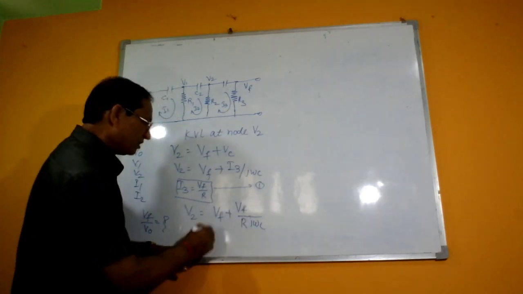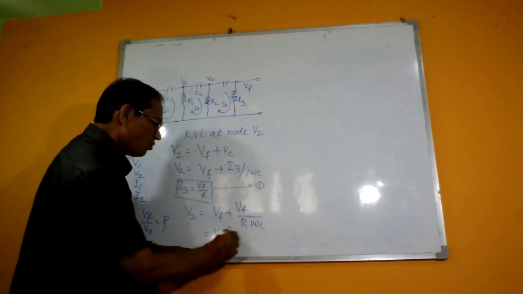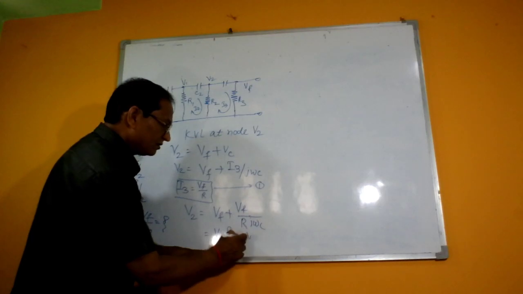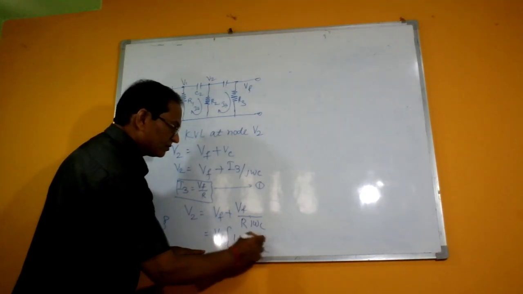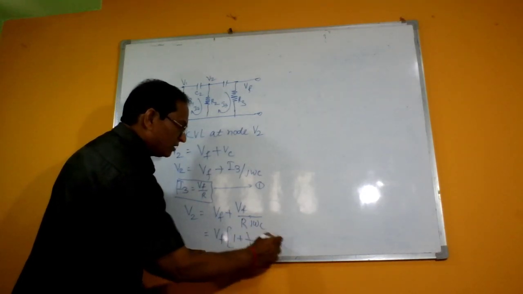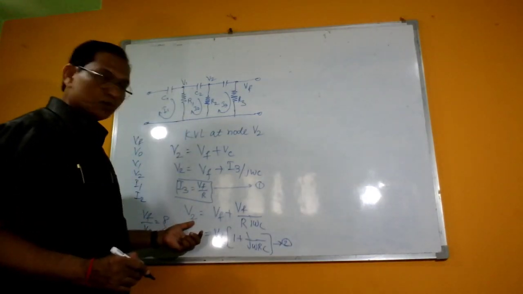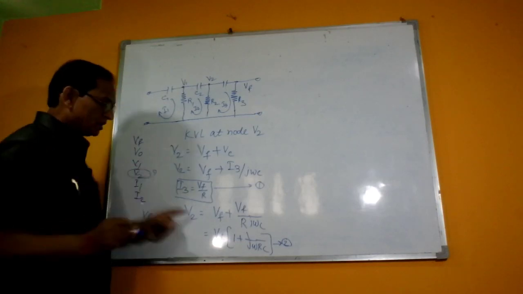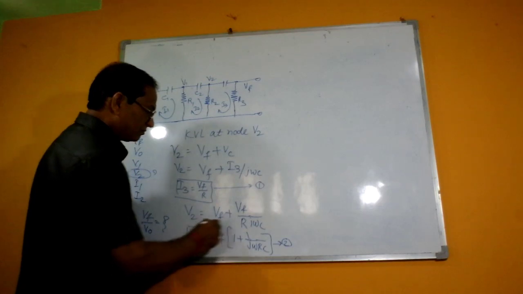If you take Vf common, we are left with V2 equals Vf times 1 plus 1 divided by j omega RC. This will be the voltage V2. One of the terms which we have now known is the voltage V2, the value of V2 is this one.